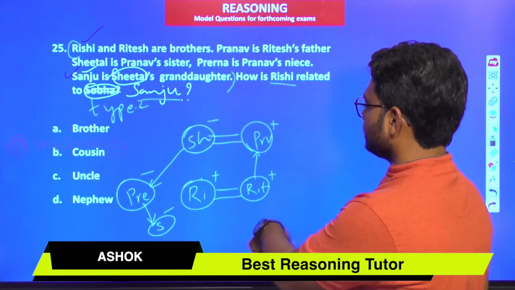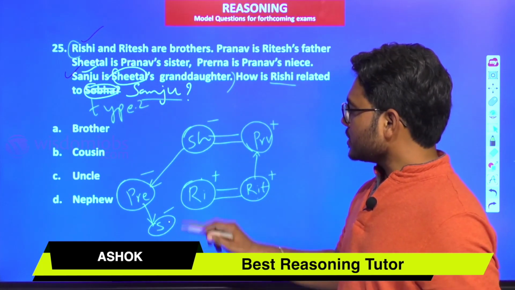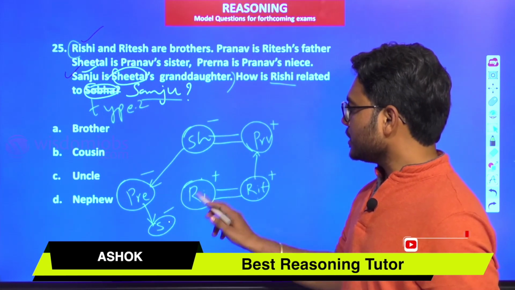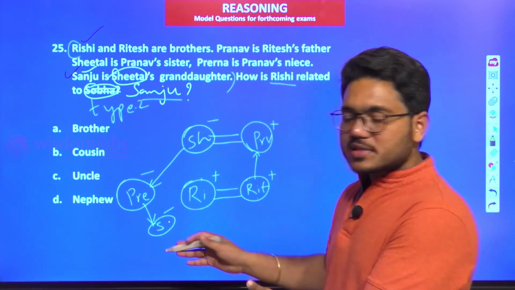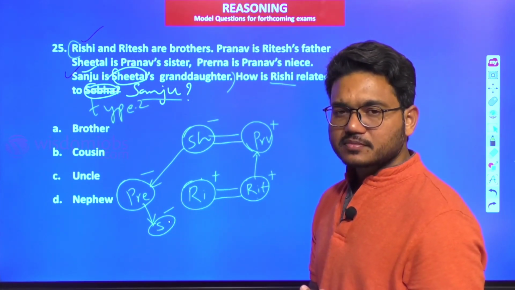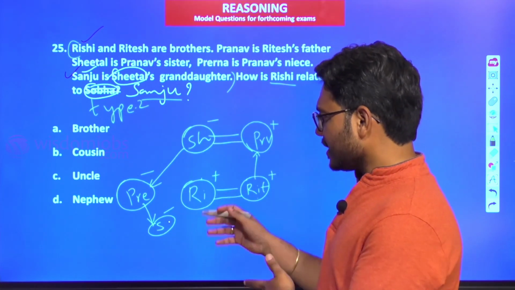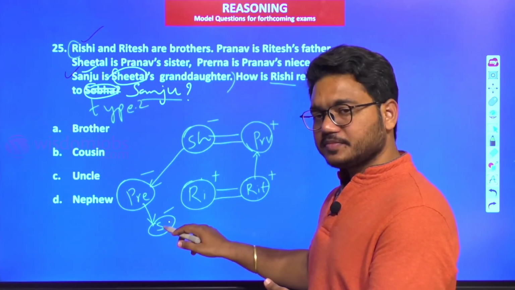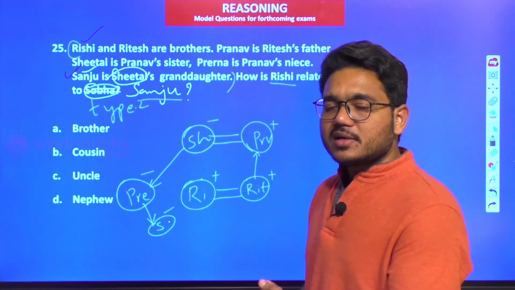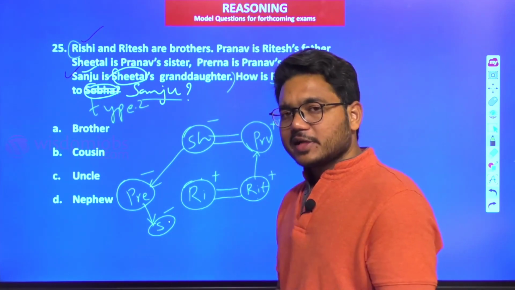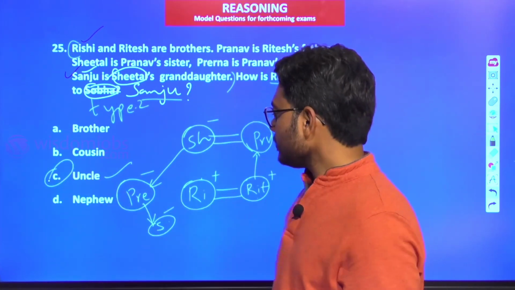So where is Rishi? Rishi is here, Sanju is here. Who is Sanju here? How is the mother of Sanju related to Rishi? Rishi's cousin is Prerna, and the cousin's daughter is Sanju. In fact, Rishi is related to Sanju through her mother. He could be her maternal uncle. We can write that also, but the option is given as uncle. So simple uncle is our answer.